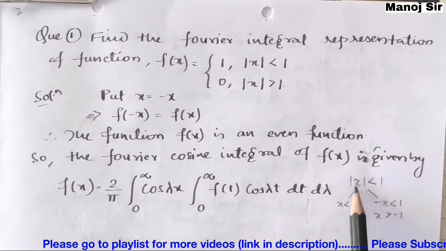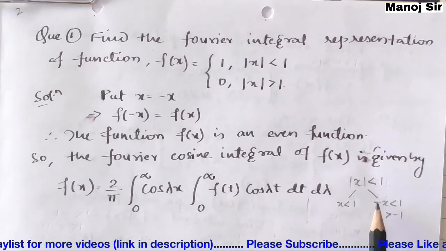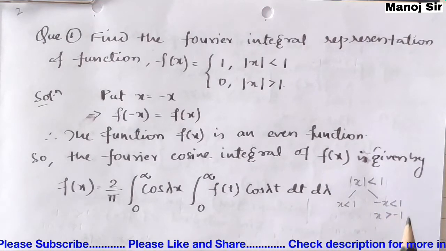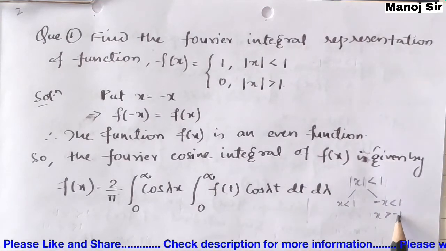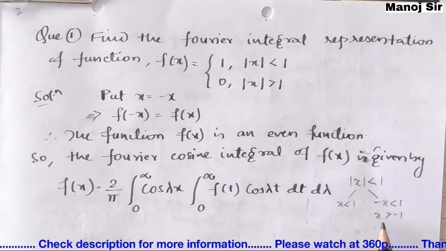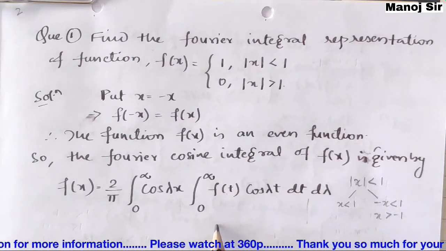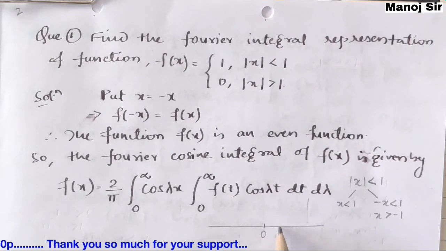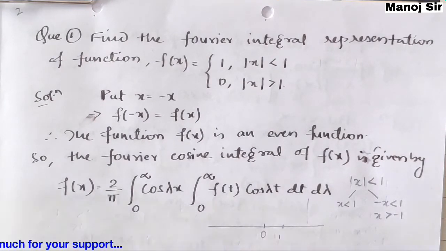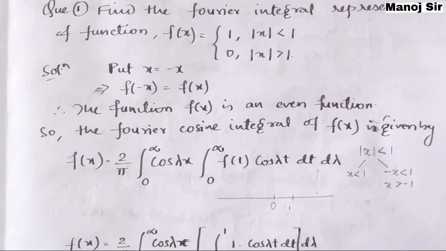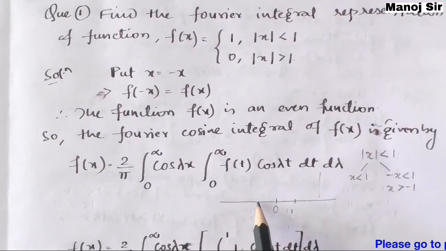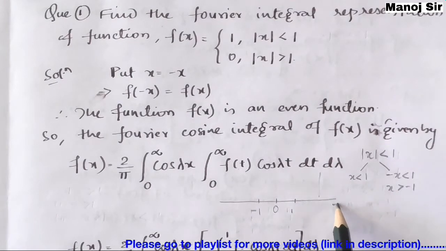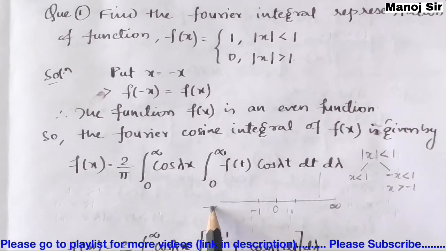That is, if x is negative, that is minus x less than 1, if you multiply negative on both the sides, you will get this as positive, this will become negative, and the sign will change. So if you draw a number line, let this be 0, let this be 1, and let this be minus 1, and this is plus infinity and this is minus infinity.